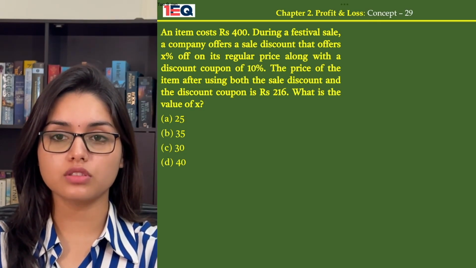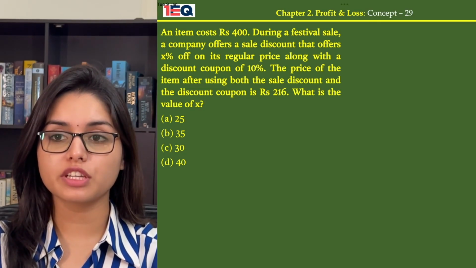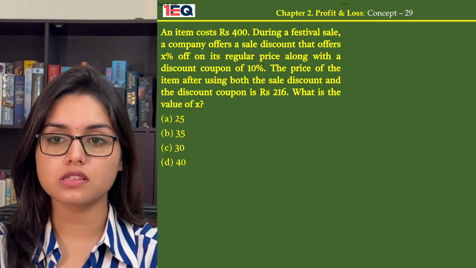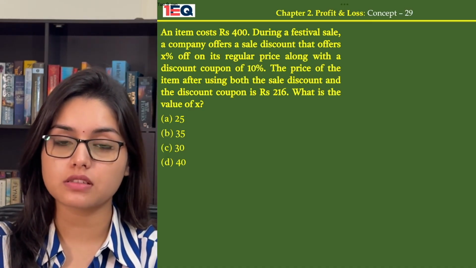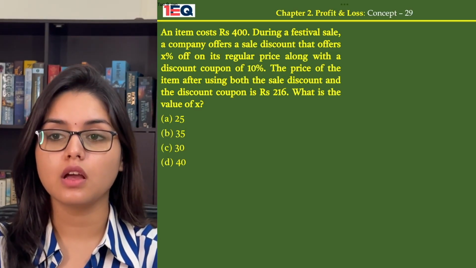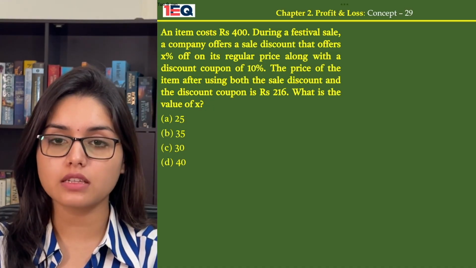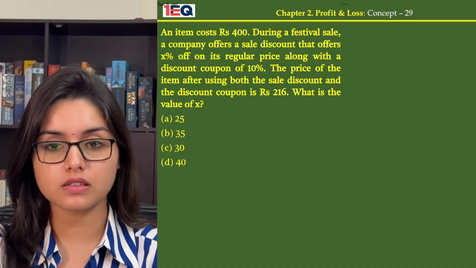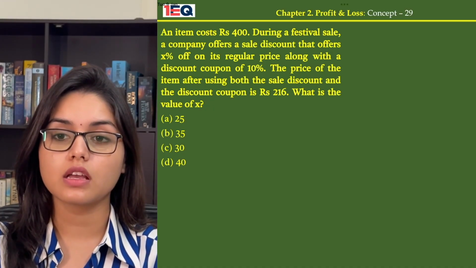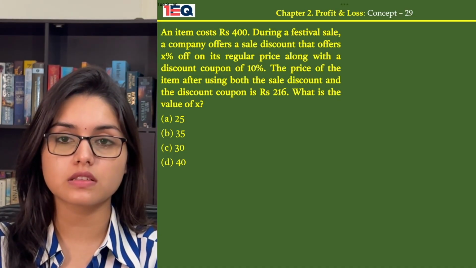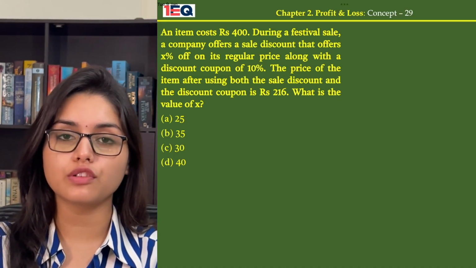An item costs rupees 400. During a festival sale, a company offers a sale discount that offers X percentage off on its regular price, along with a discount coupon of 10%. The price of the item after using both the sale discount and the coupon discount is rupees 216. What is the value of X?